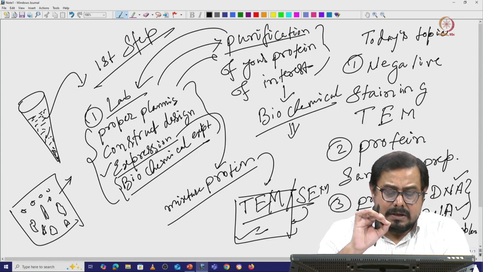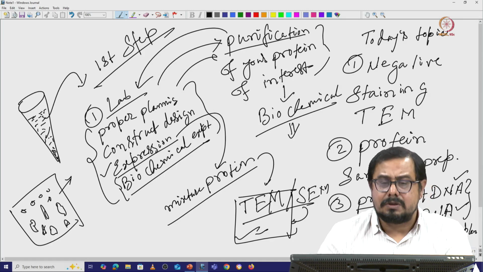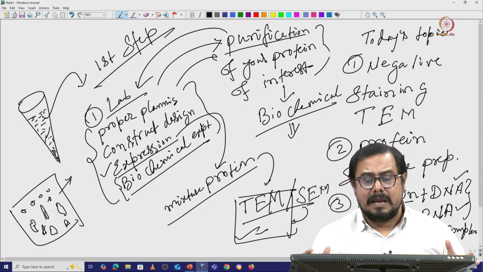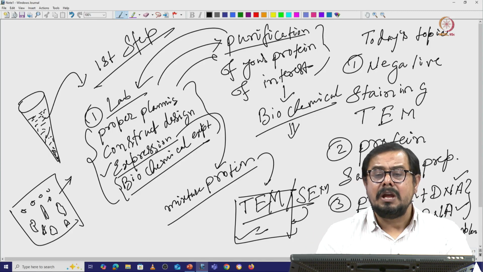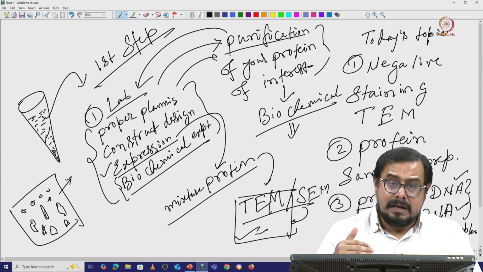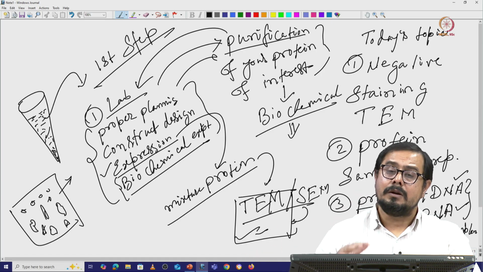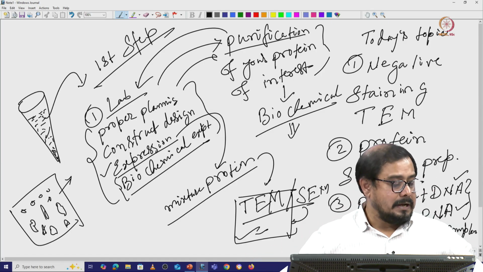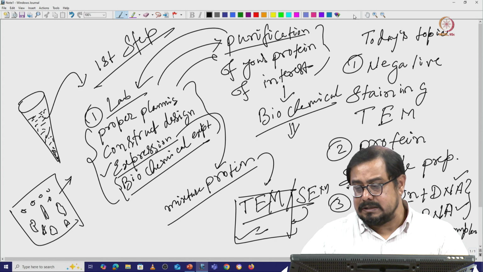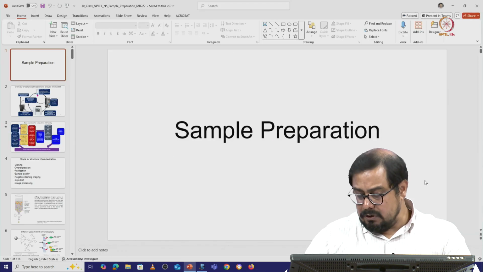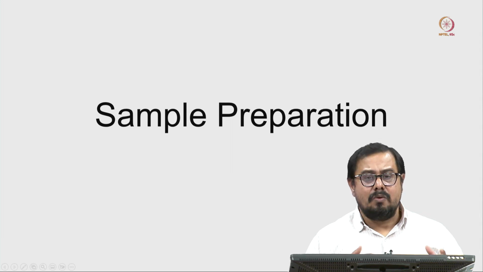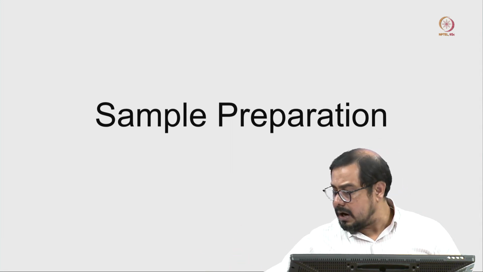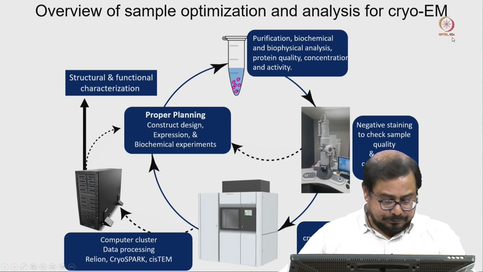When you confirm that it is your protein, then go for the next, large scale purification, and do the rest of the biochemical experiments. If your protein has some activity, confirm that activity, then take those samples for TEM study or cryo-EM study. Now, take a look at this slide that will give you the exact idea of how we can use our TEM data.